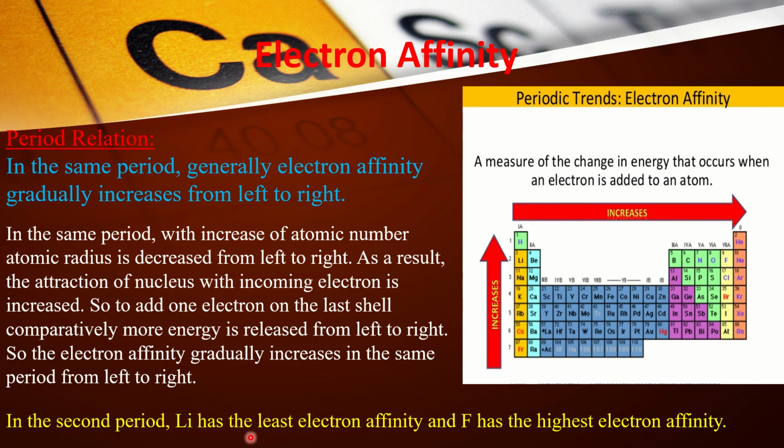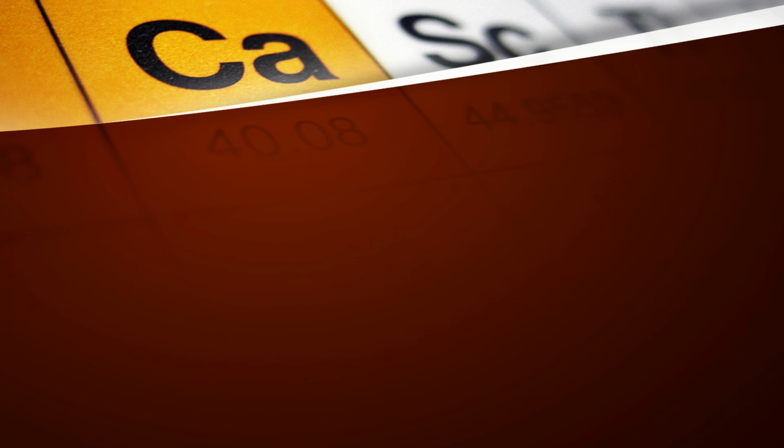In the second period, lithium has the least electron affinity and fluorine has the highest electron affinity. Dear students, for electron affinity, inert gas will not be counted because the electron affinity of inert gas is very, very less. Here also there are some deviations. That means lithium has the least electron affinity and fluorine has the highest electron affinity. But it is not that after lithium there is beryllium, then boron, then carbon. That is not. There are some deviations. But you will learn in this way that electron affinity gradually increases from left to right in the same period.